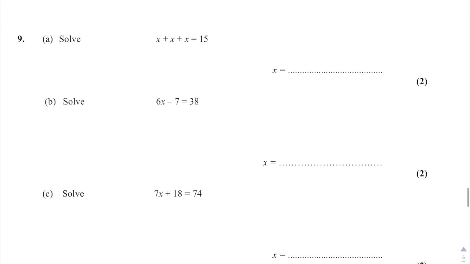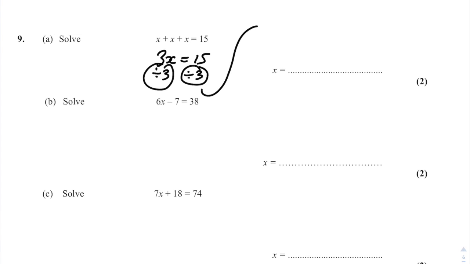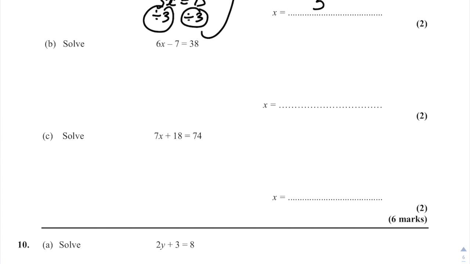So for number 9, we've got solve x plus x plus x equals 15. So x plus x plus x equals 3x equals 15. So we've got to divide by 3 on both sides. So when we divide by 3 on both sides, we're left with x equals 5. So for B, we add 7 to both sides.